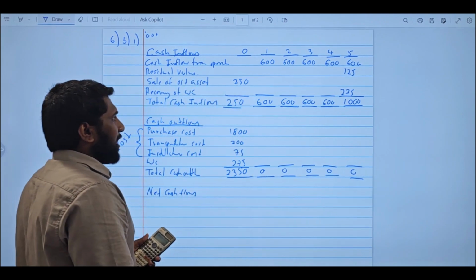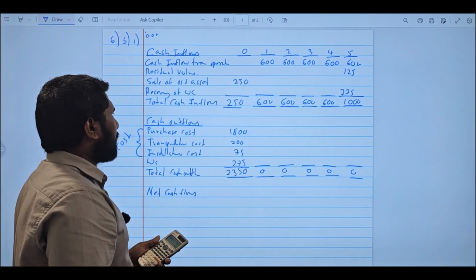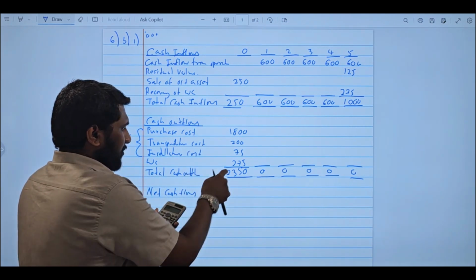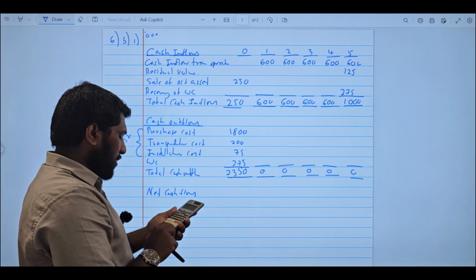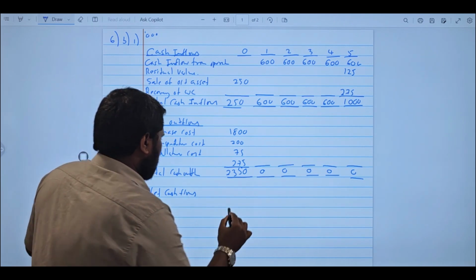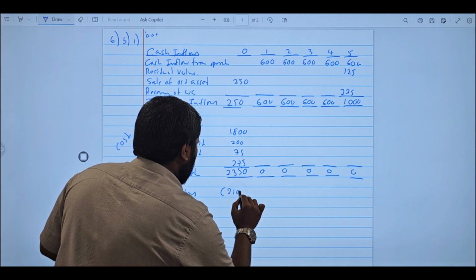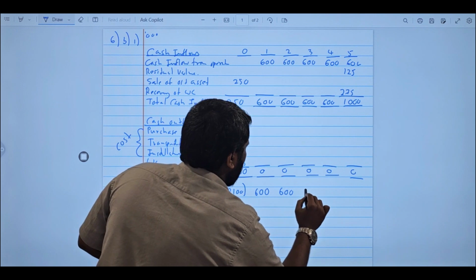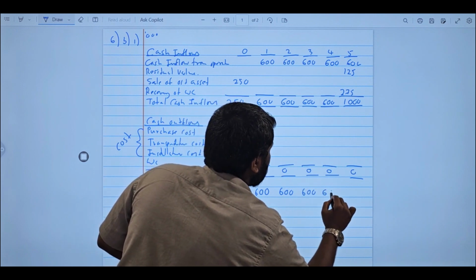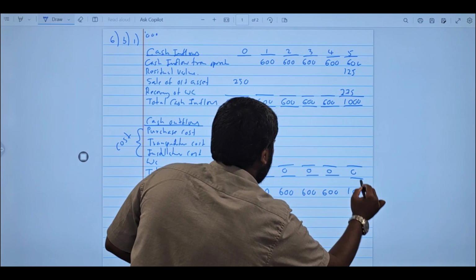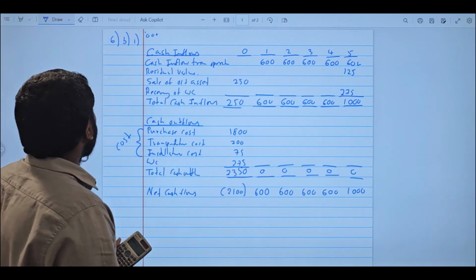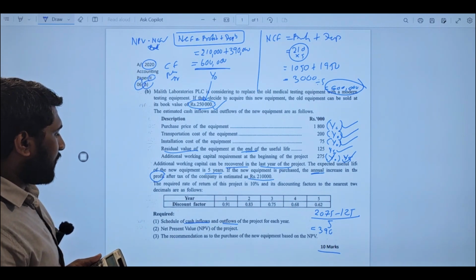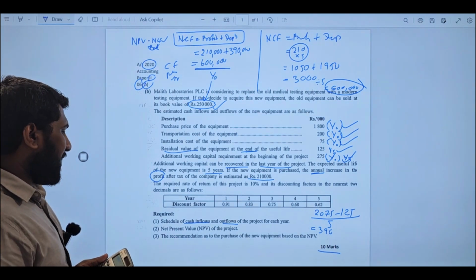So now let's take the net cash flows. From inflows, if you deduct the outflows, you will get the net cash flows. So here plus 250, and these are negatives, cash outflows, minus 2350. So here net cash flow negative 2100. Here it is 600, 600, 600, 600, and here it is 1000. So I think we are done with the first question. In the first question, what are they asking? Schedule of cash inflows and outflows of the project for each year.